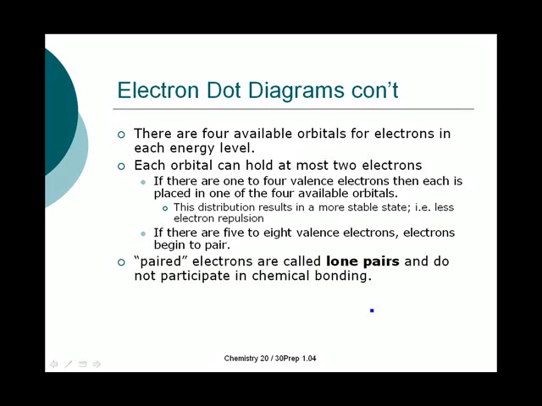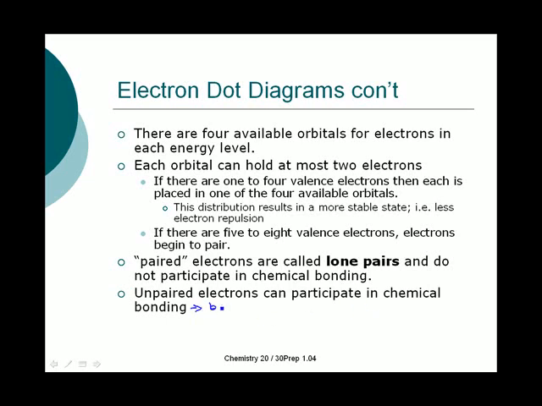The paired electrons are called lone pairs, and they're not going to participate in chemical bonding. We need to see them because it lets us know that there's one spot on an atom that isn't going to get involved in bonding. The unpaired electrons participate in chemical bonding, and they're called, not surprisingly, bonding electrons.